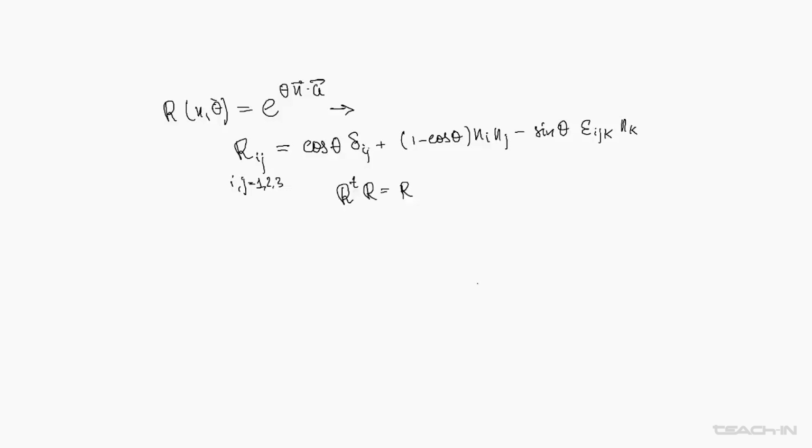And they are periodic in theta. So if you shift theta by 2 pi, then the matrix elements return to themselves. So R(n, theta plus 2 pi) is equal to R(n, theta).